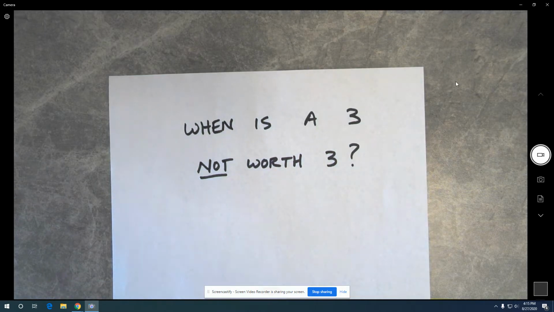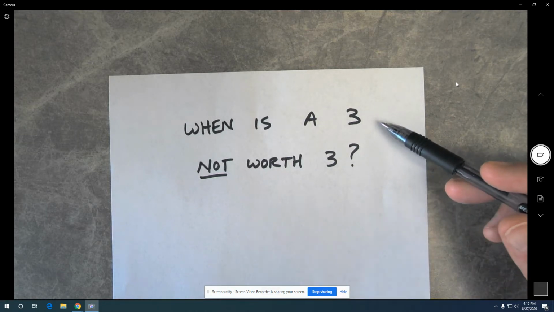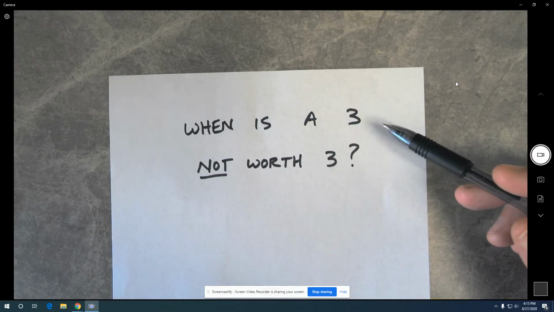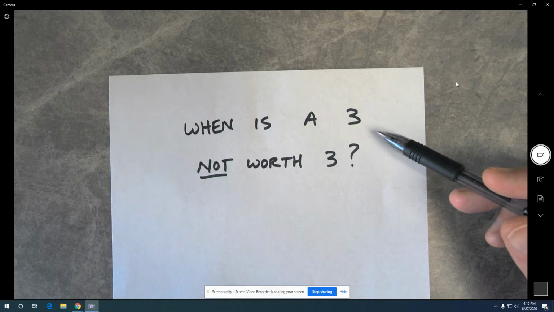We're going to jump into lesson 1.1 in your book. So if you have not gotten out your book yet, you want to get out your chapter 1 book, should have it with you in your bag. It says, when is 3 not worth 3? When is a 3 not worth a 3? You might go, what are you talking about? Well, this is the number 3, and all of us would see it and think, well, that's worth 3. But when is a 3 not worth 3? Think about that for a second.